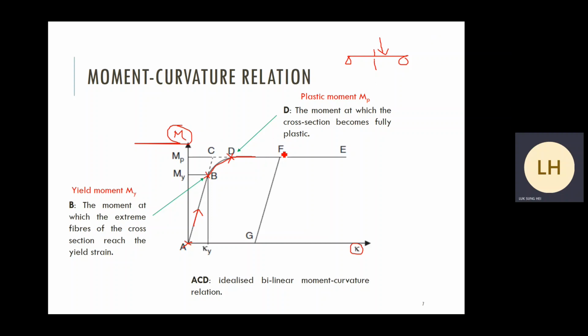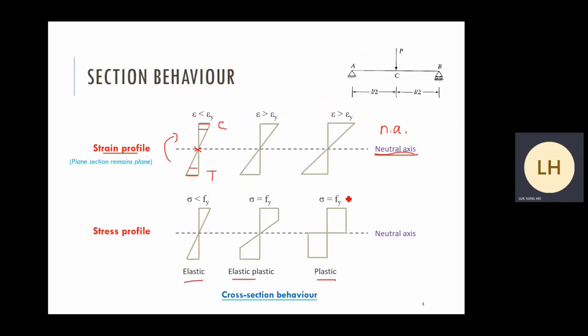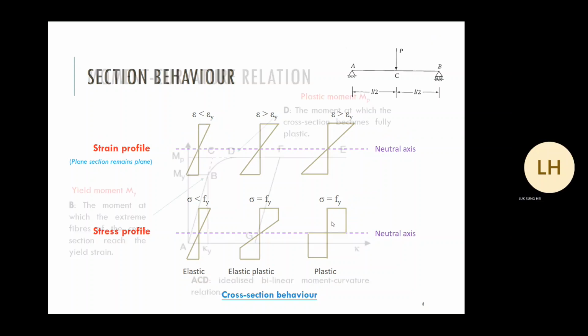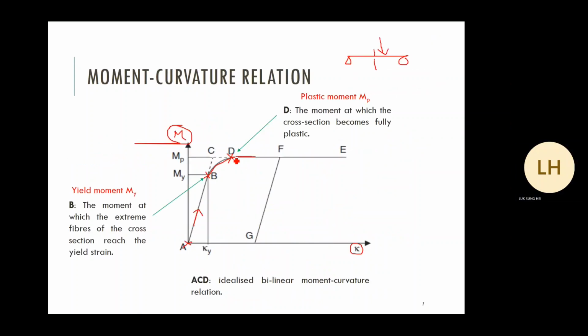Why do we have a horizontal line beyond level D? Because at point D, the member reached its fully plastic condition, which means this last picture here. The whole section has yielded, so it cannot take further loading. It cannot take further bending moment. That's why the value remains unchanged horizontally.